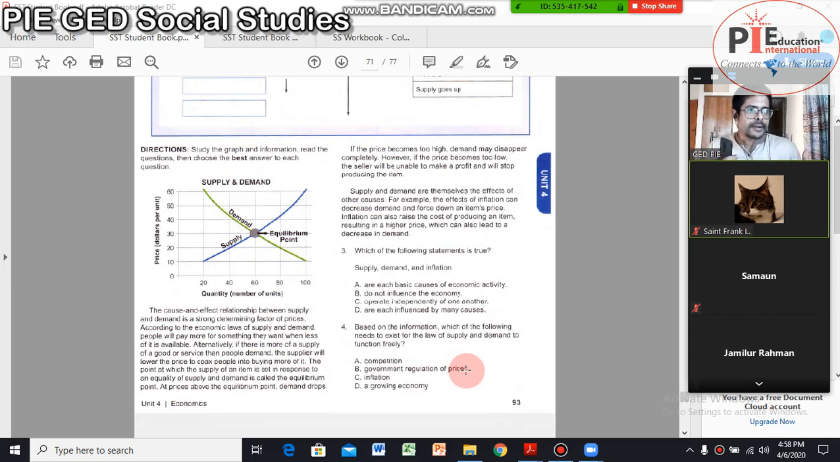You get the point? So in order for the law of supply and demand to function freely, there must be a set of consumers, and there should be competition as well. So I will say it's number D, a growing economy. A growing economy has both the consumers and competition as well. Is that understood?